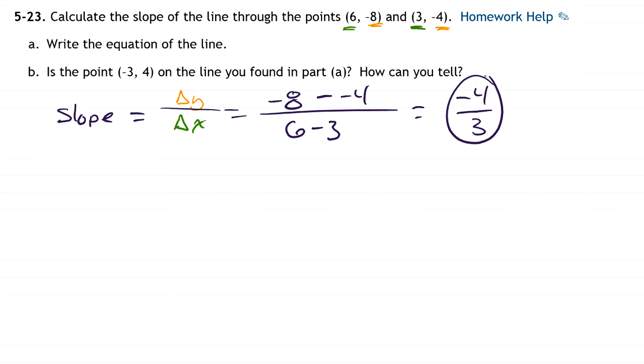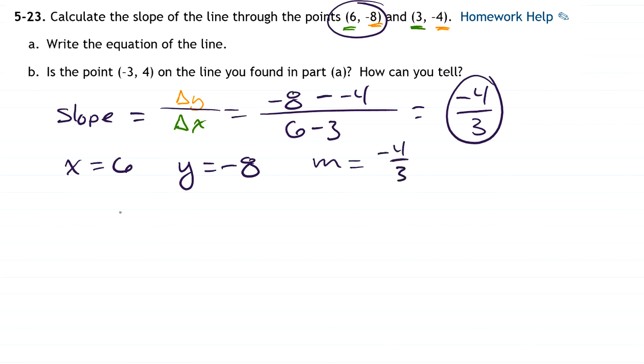In part A, they asked me to write the equation of the line. And as happy as I am that I know the slope, it's not enough. I also need to know the y-intercept. It doesn't matter which of the 2 points I choose, I can use either one of them to find the y-intercept. I'm going to use the first point. It has an x value of 6, a y value of -8, and the slope, the variable we use for that is m, is still -4/3.